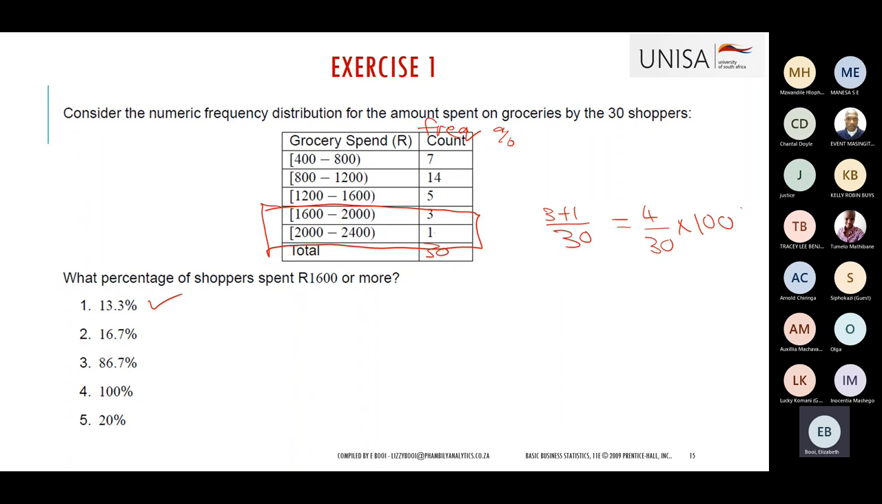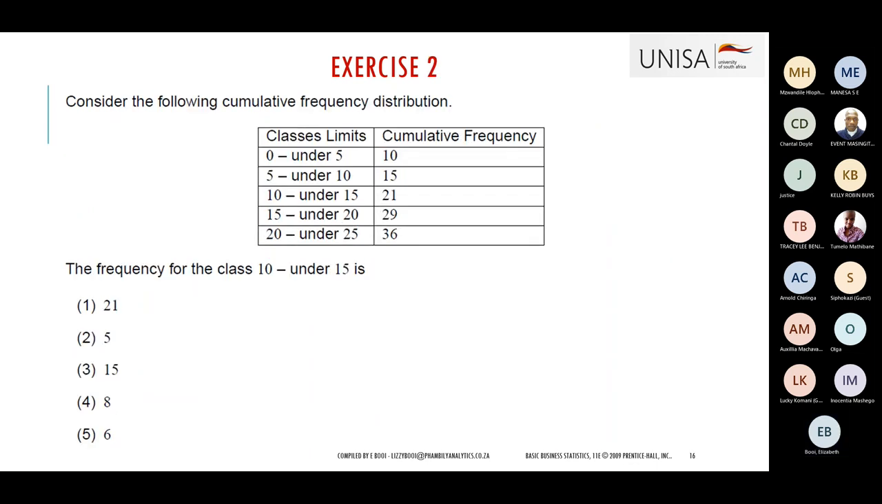So these are some of the questions that you will get in the exam. They look like this. Here they're asking you. They have given you a cumulative frequency. Do you still remember how you got the cumulative frequency? You added the frequencies. So now they're asking you to answer this question by looking at the frequency. They're asking the frequency for the class 10 and under 15, which is this section. How do we find the cumulative frequencies? Remember, therefore, it means you do have frequencies there.